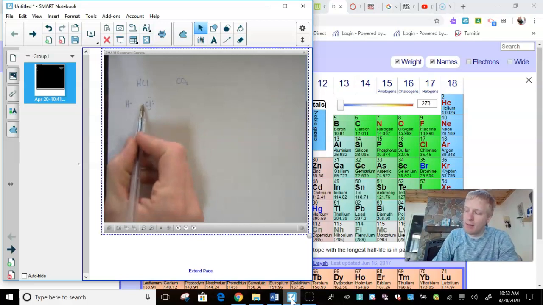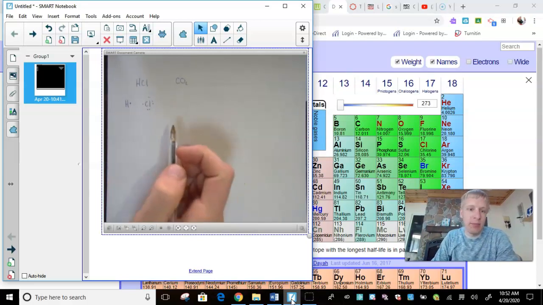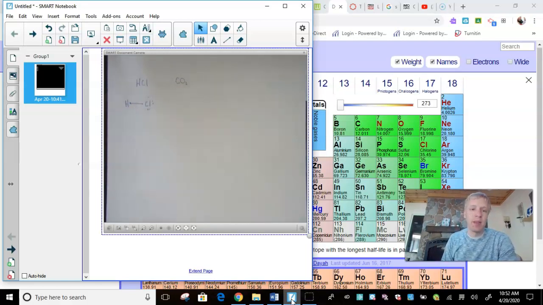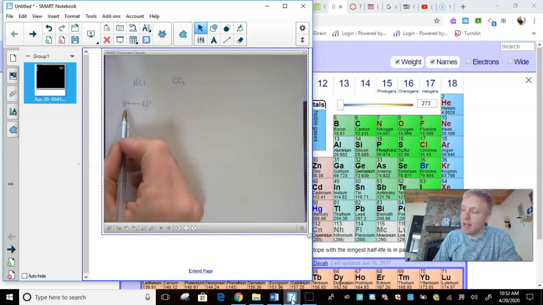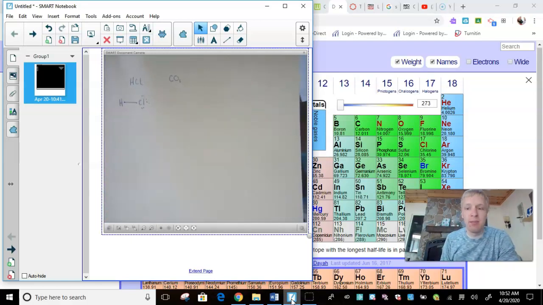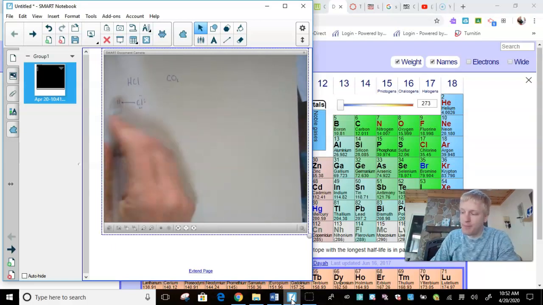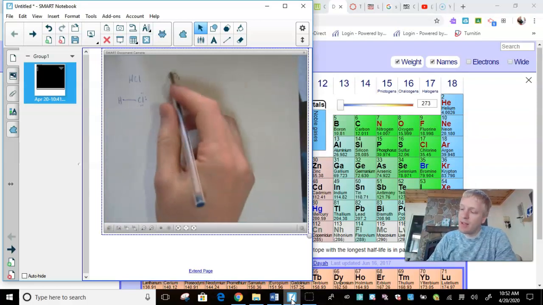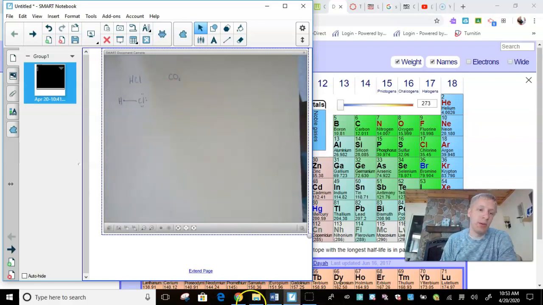We have a little electron here and a little electron there. They want to pair up. They don't want to be alone. So we draw a little line connecting them. And there's our HCl. Alright, so anytime we have just 2 atoms, there's really only one shape that can be formed. And that shape is a line. So right off the bat, we have linear for that one. Alright, so why don't we try the next one, CO2.